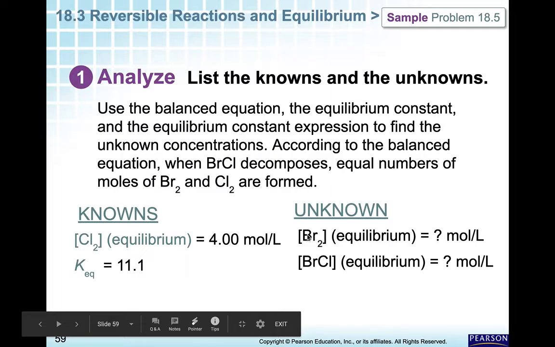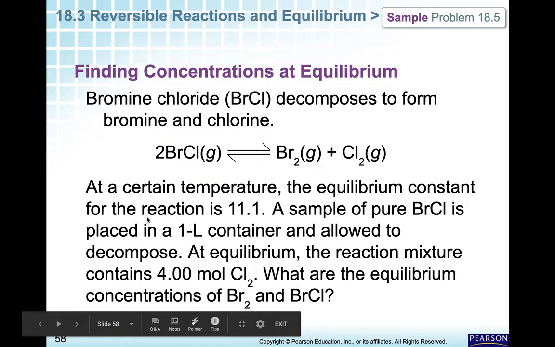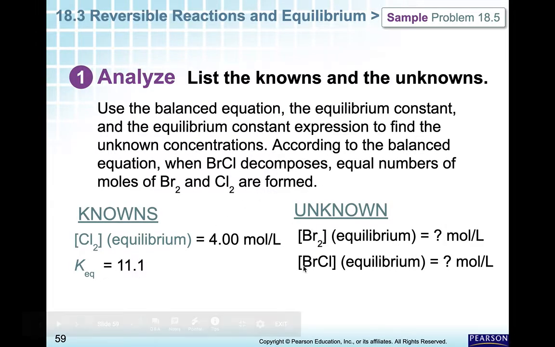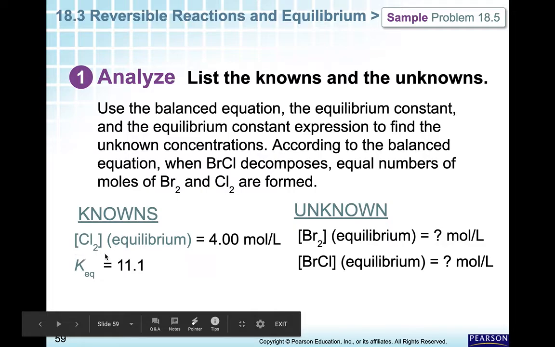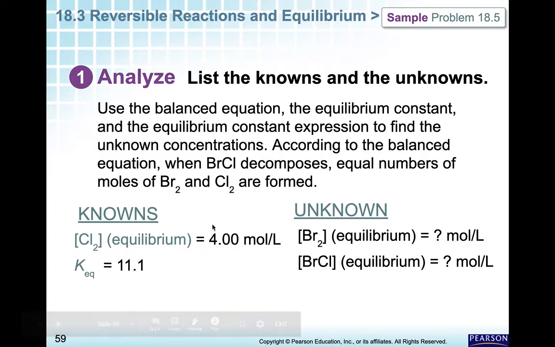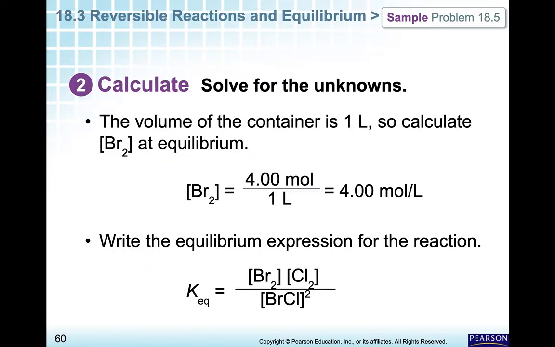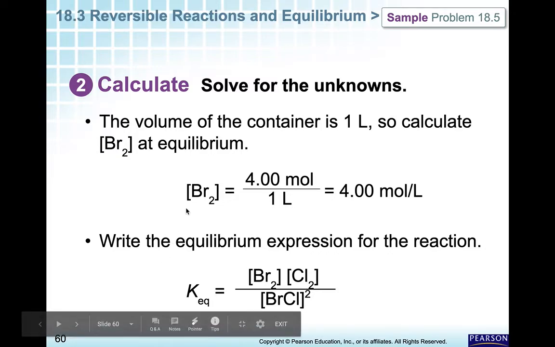So this was fairly different from the last problem. This time, we don't know our initial concentration of reactant. We were just told a sample is put into a 1 liter container, and it decomposes. Instead, we know the concentration of one of our products and the equilibrium constant. So what we're going to do is calculate the concentration of bromine at equilibrium.